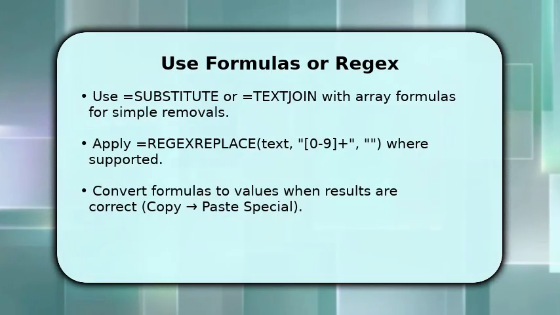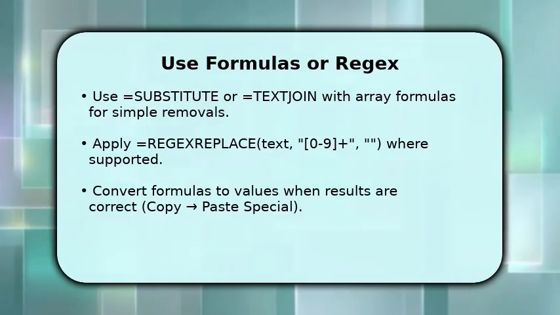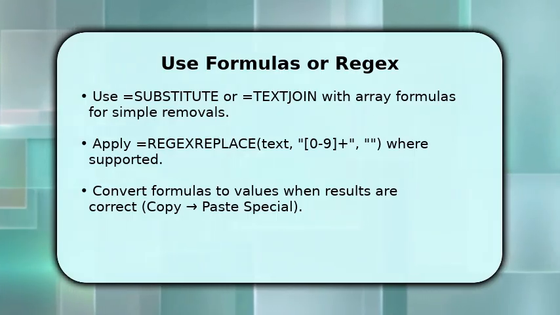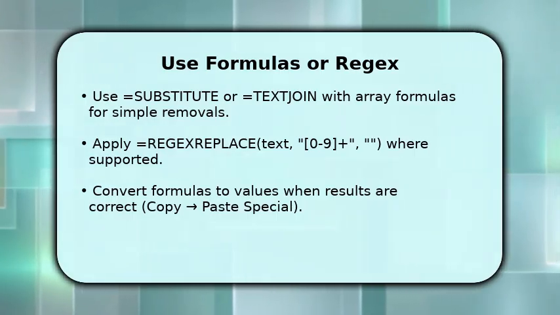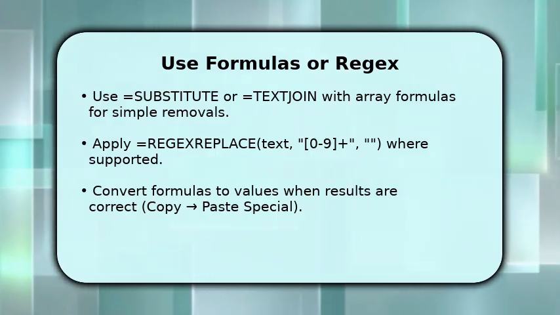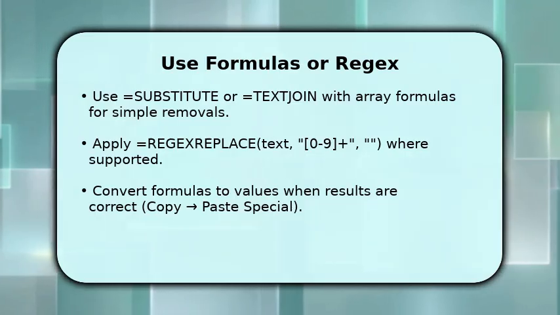Now you apply the core transformation. For basic deletions, use SUBSTITUTE or nested SUBSTITUTE calls to strip known digits or characters. This is fast and reversible. If your Excel supports it, use REGEXREPLACE with the pattern [0-9]+ to remove all number sequences. This handles phone numbers, IDs, and embedded digits.